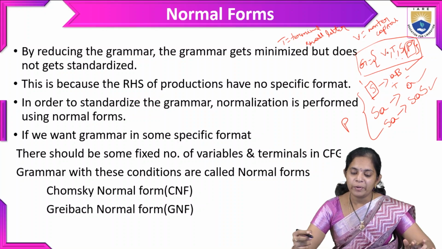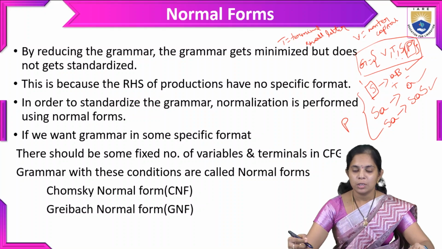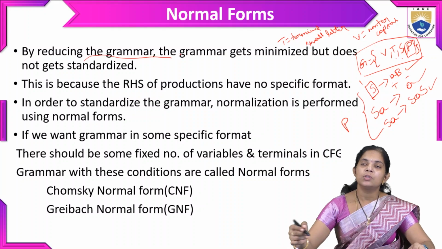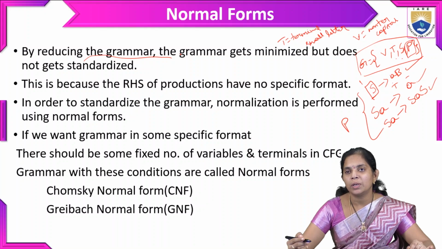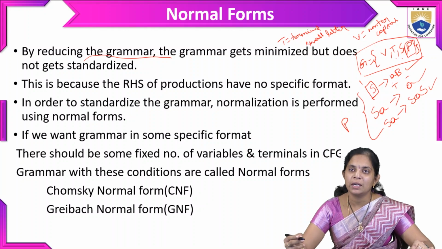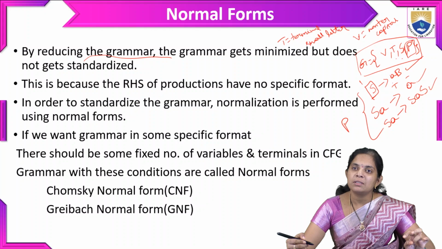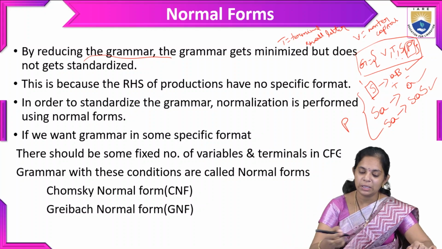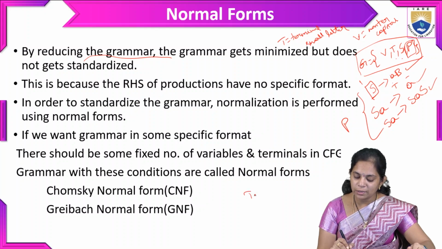And now why do we go for the normal forms? By reducing the grammar. So what is meant by reduction? Reduction or minimization in the grammar. So coming to the context-free grammars, we are going to minimize the context-free grammar with three things. One is useless symbols removal.